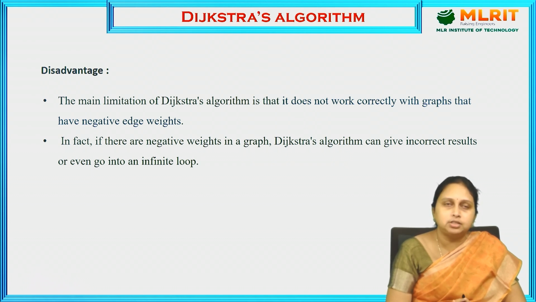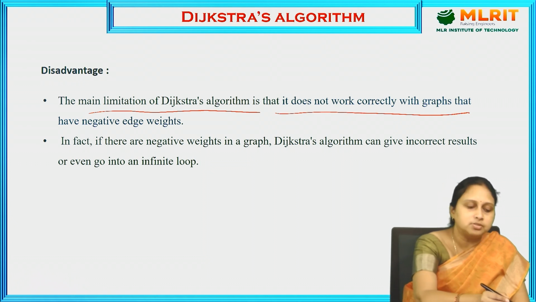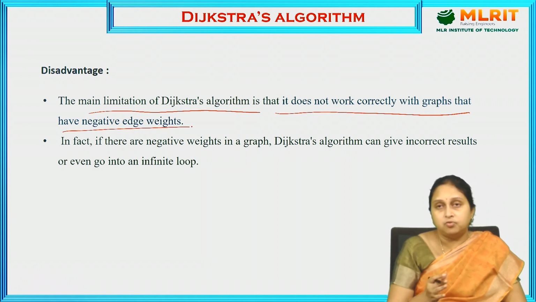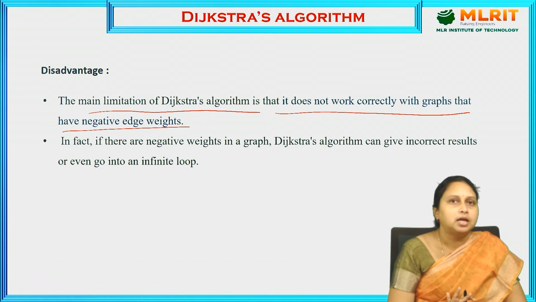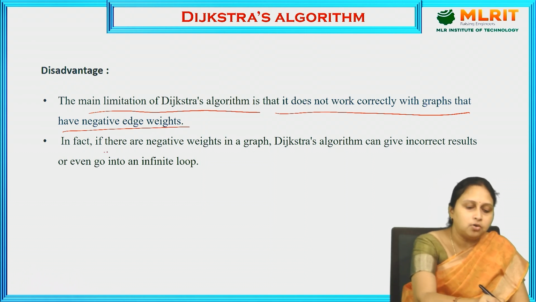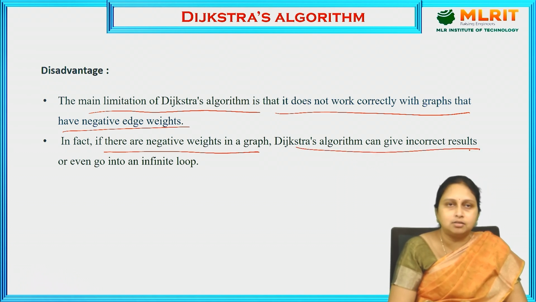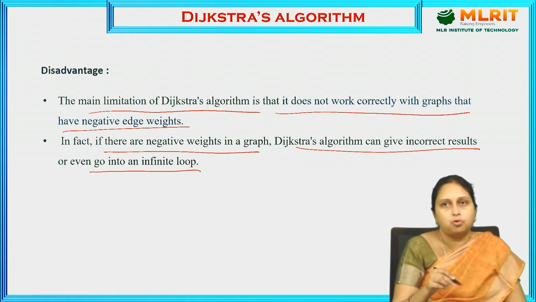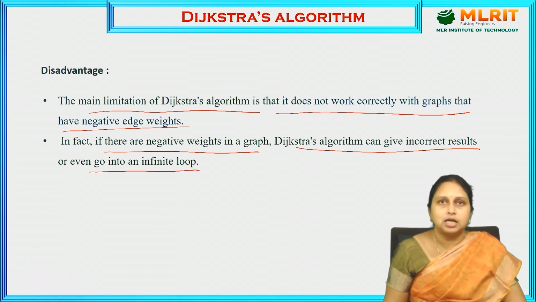And what is the disadvantage we are going to find with Dijkstra's algorithm? The main limitation of Dijkstra's algorithm is that it does not work correctly with graphs that have negative edge weights. Up to now, we have seen all positive edge weights. But if you have negative edge weights, in that particular case, this algorithm won't work properly. In fact, if there are negative weights in a graph, Dijkstra's algorithm can give incorrect results or even go into an infinite loop. It keeps on changing the values of all the vertices and won't stop anywhere, or sometimes it may give incorrect results. This is the disadvantage you are going to find with Dijkstra's algorithm.